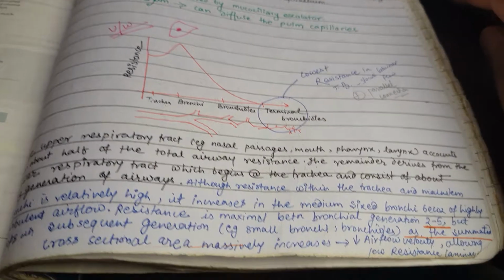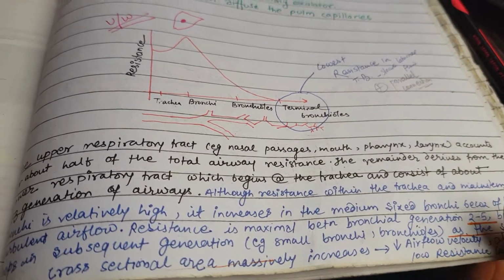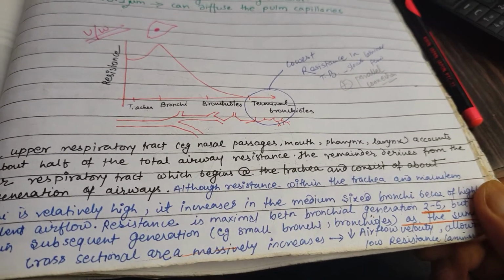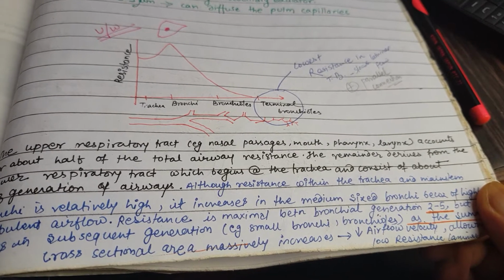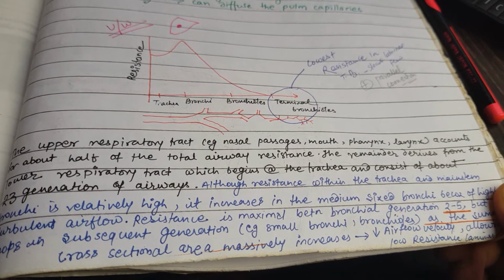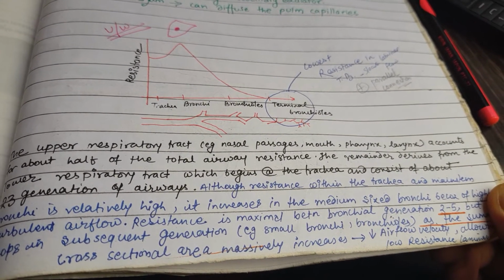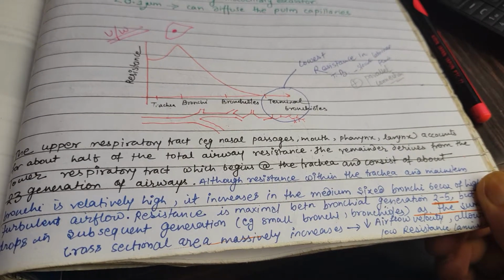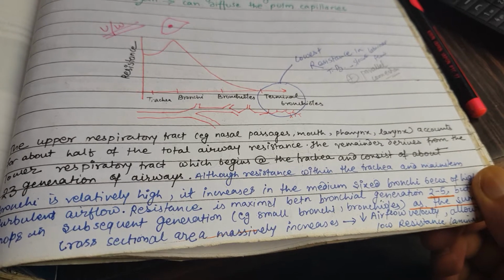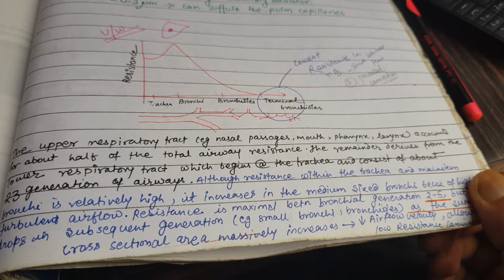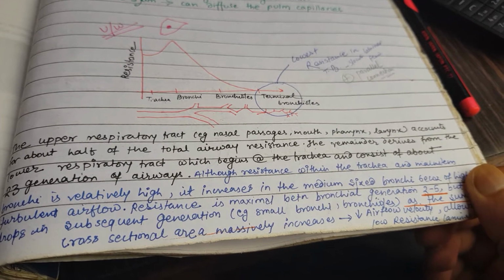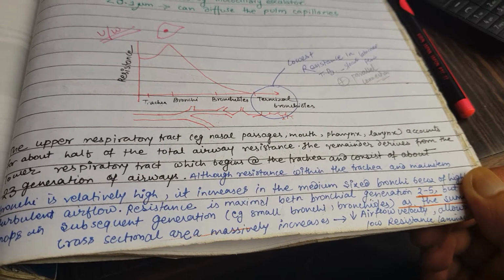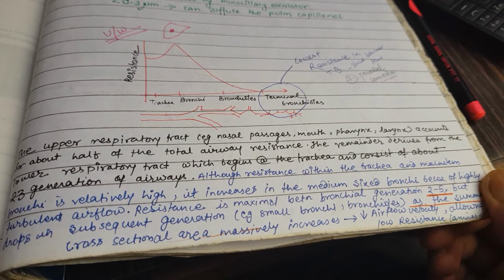Okay, now I have also written that the upper respiratory tract, example nasal passages, mouth, pharynx, larynx account for about half of the total airway resistance. The remainder derives from the lower respiratory tract, which begins at the trachea and consists of about 23 generations of the airways. Although resistance within the trachea and main stem bronchi is relatively high, it increases in the medium-sized bronchi because of the high turbulent airflow.